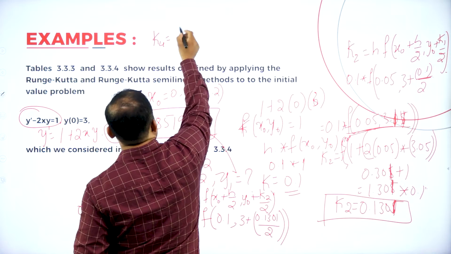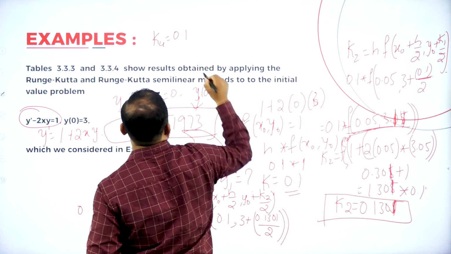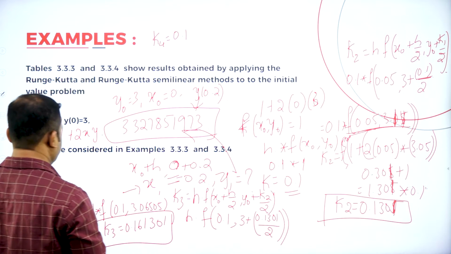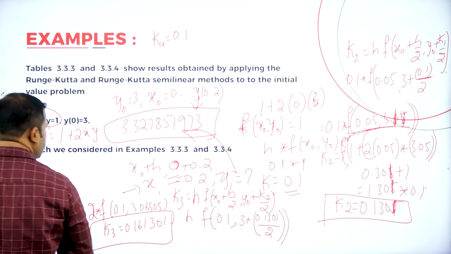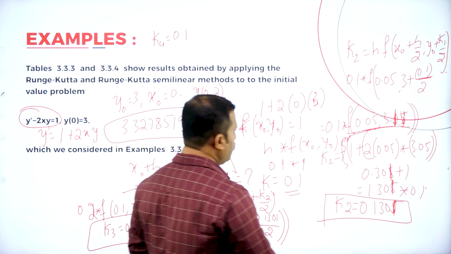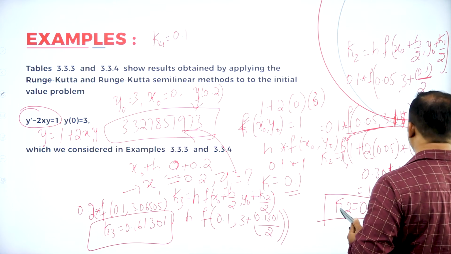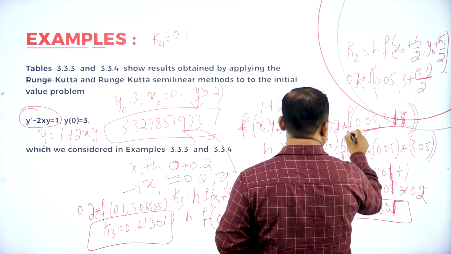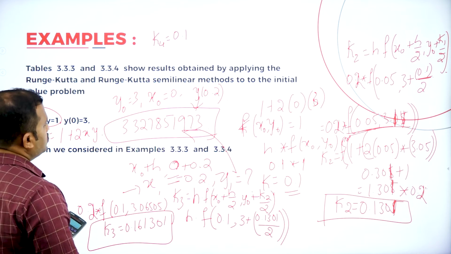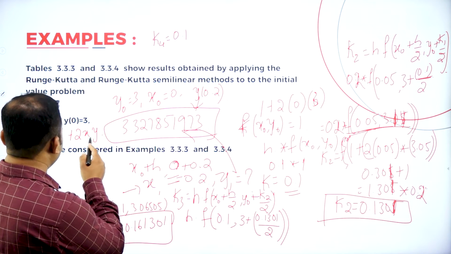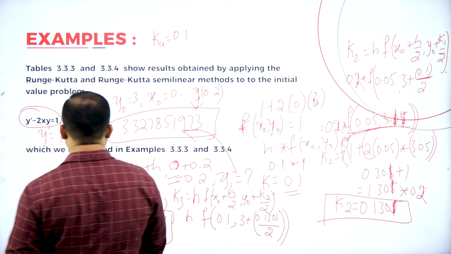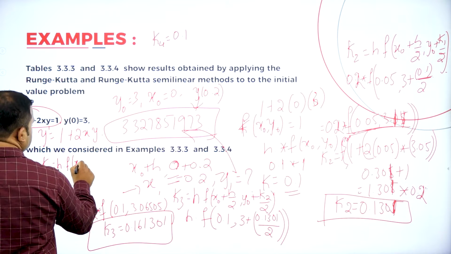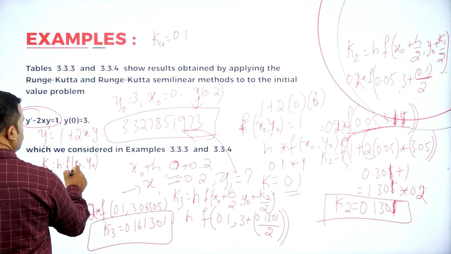K4 is equal to h into f of, you will get a wrong result here, because this must be multiplied by 0.2. H is equal to 0.2. We have h is equal to 0.2 here, 0.2 here, 0.2 here. So if that is the case, we have the value which is equal to 1 plus 2xy. K1 is equal to h into f of x0 comma y0. We have the term like this.